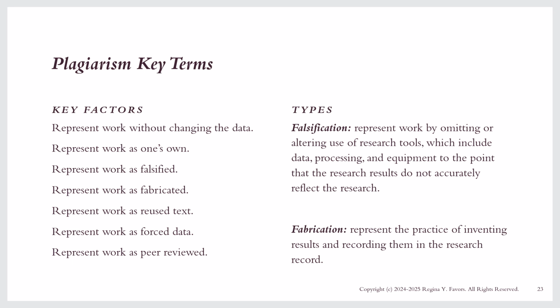So, plagiarism key terms, so key factors: represent work without changing the data, represent work as one's own, represent work as falsified, represent work as fabricated, represent work as reused text, represent work as forced data, and then represent work as peer reviewed. So these are key factors. It's always important that you understand what plagiarism actually is.